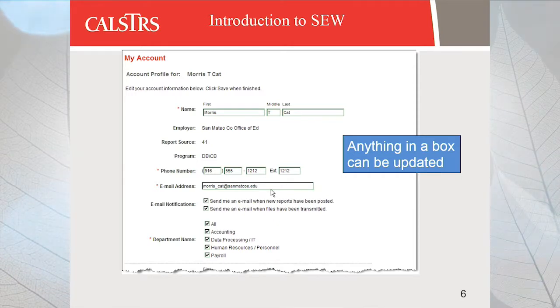The one thing here that we ask and emphasize is that your email address is up to date, because if you are locked out or need that password reset, that's where we're going to reach you at, okay? So just make sure that email address is up to date. Okay. Any questions about the beginning part of it, the My Account?